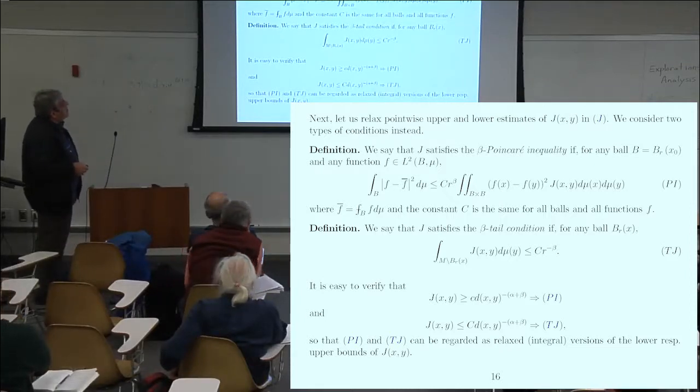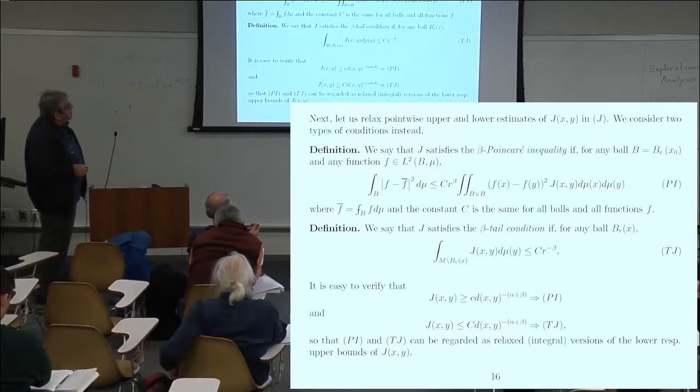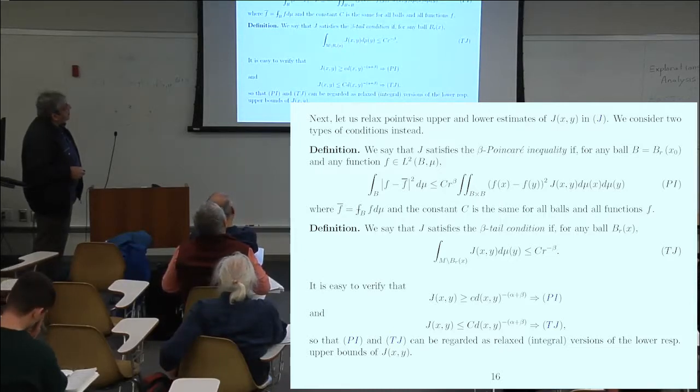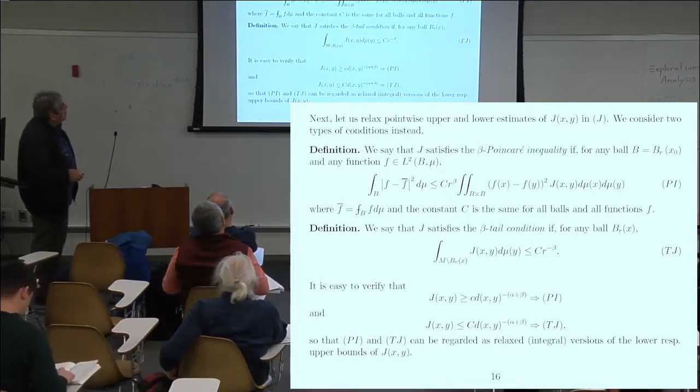But here is a generalization or extension to jump kernels. And we need another definition, the so-called tail condition with parameter beta: if we integrate the jump kernel outside the ball of radius r centered at x with respect to the second variable, then it should be bounded by r to the power minus beta. This is the tail condition for the jump kernel, TJ.